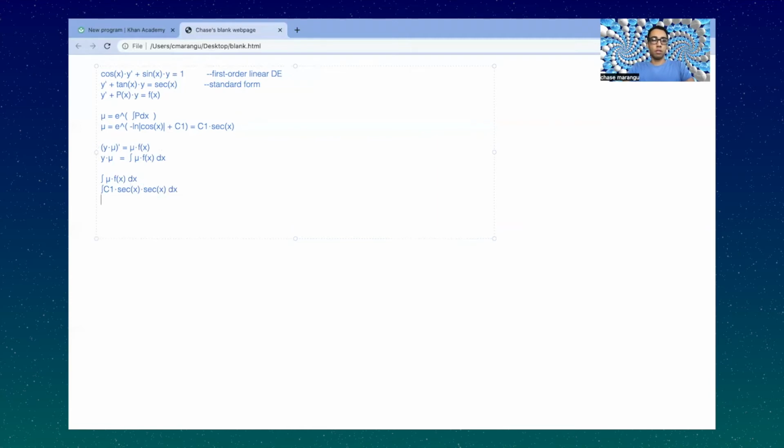So you might start to see that this ends up just being some constant times the integral of secant squared of x with respect to x. And so what we end up having here is c1 times some constant, and we'll just say this is a second constant c3. Let c3 equal c1 times c2.